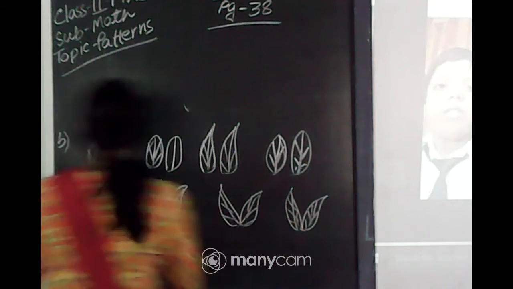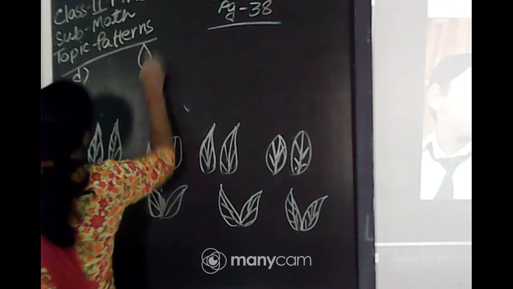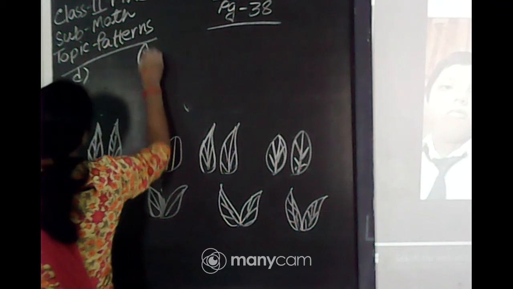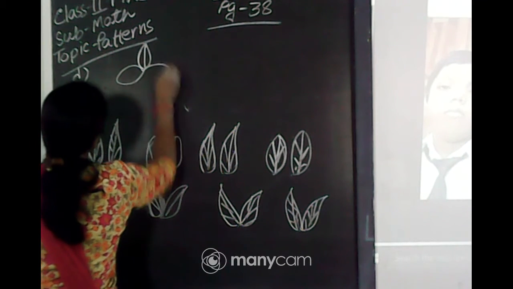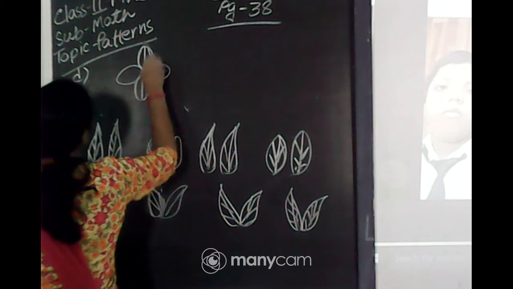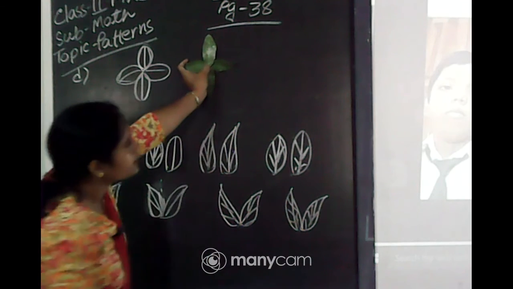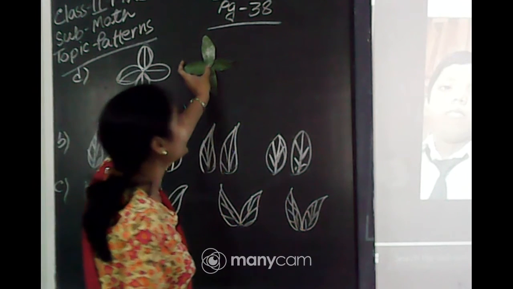Now this is another pattern, and this is the last, number D. We can make the pattern. Suppose I have taken guava leaf. This is the pattern. In this way you can make. This is the pattern, 4 leaves like a flower.